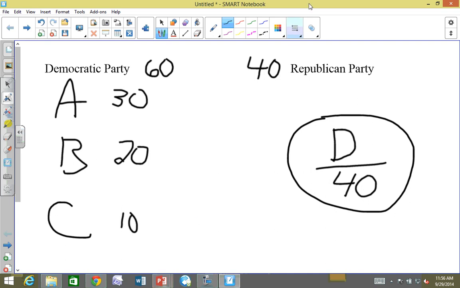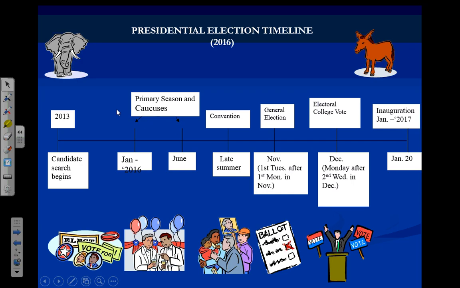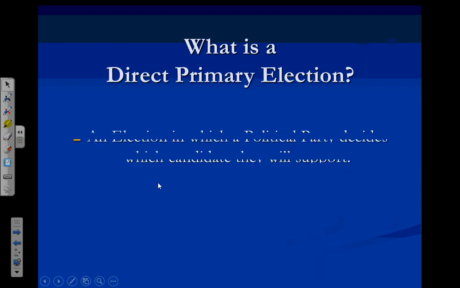Okay? Now, understanding that concept, let's look at the importance of a primary election. What a primary election does is when the party chooses the candidate that's going to run against the other party's candidate in the general election. A primary is that election where a political party decides which candidate they will support. They might have 3 good candidates, but they only want to pick one, so they have to figure out a way to choose the best candidate.